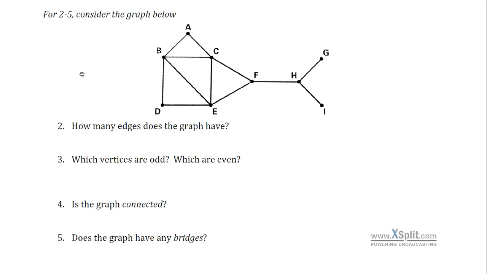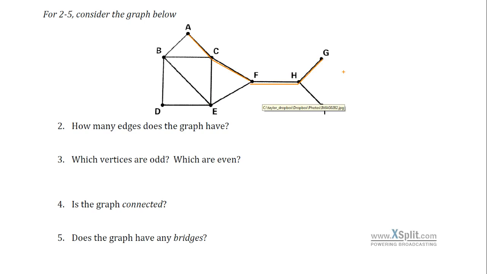Is the graph connected? Yes, it is, because you can get from any point to any other point. I can get from G over to A, let's say, by traveling G to H, H to F, F to C, C to A. And in fact, I can get from any point to any other point. They're all connected.